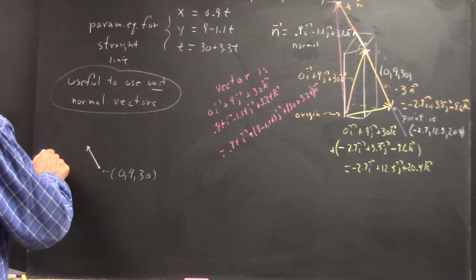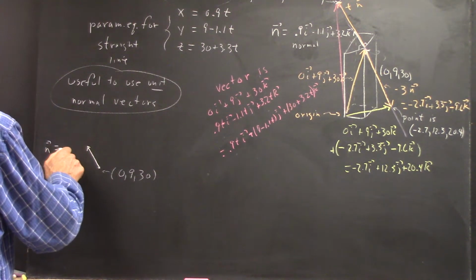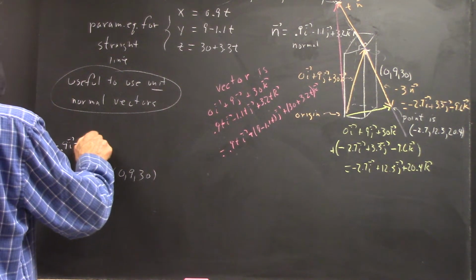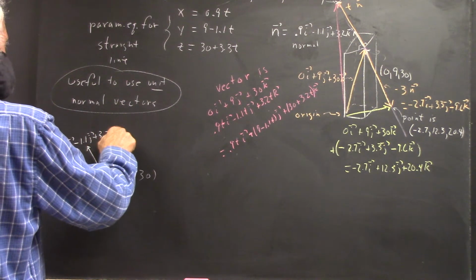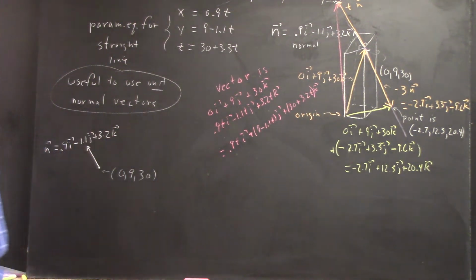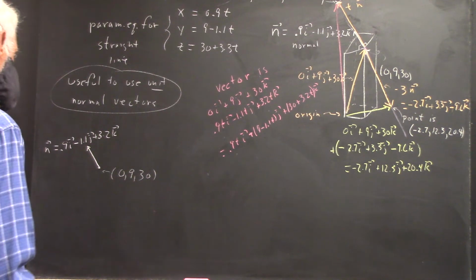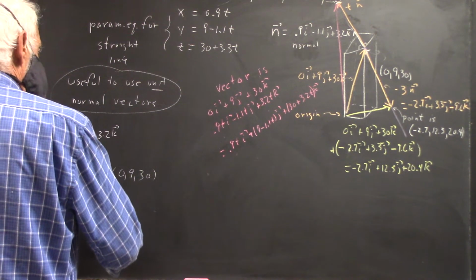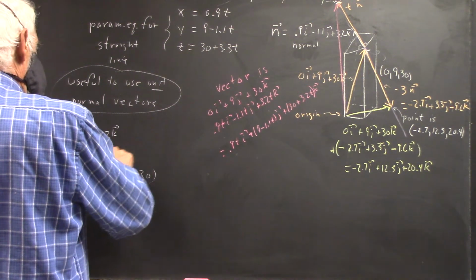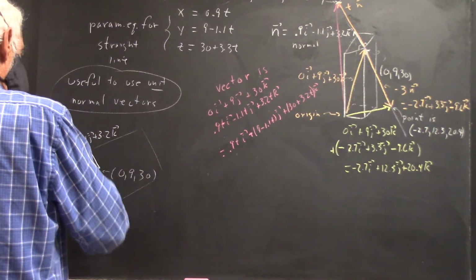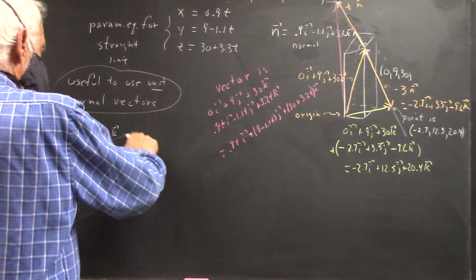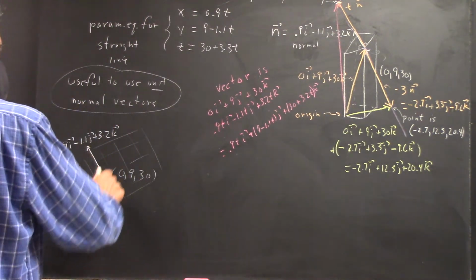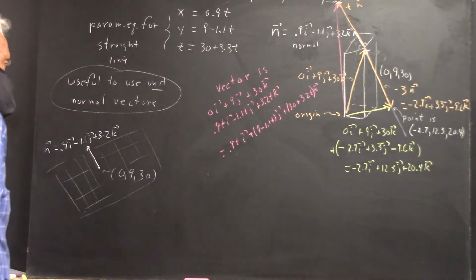So here's our vector, n, again, equals 0.9i minus 1.1j plus 3.2k. We want to think of the plane perpendicular to this vector. We might represent that plane like so.